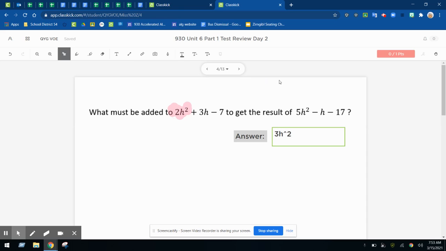From 3h to negative h, obviously I subtracted. So 3 minus what gives us negative 1? 3 minus 4. From negative 7 to negative 17, what do you subtract? Negative 10, right? So we should have 3h squared minus 4h minus 10. If I added those two together, I would get 5h squared minus h minus 17.